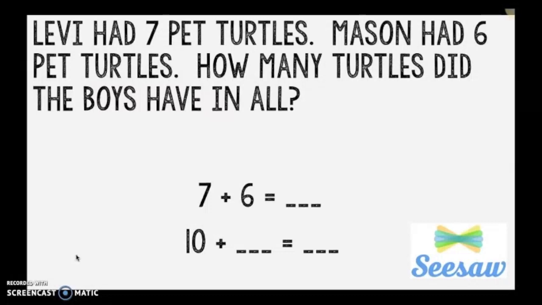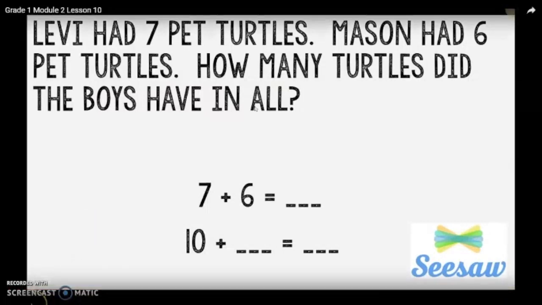All right, here we go. Levi had 7 pet turtles. Mason had 6 pet turtles. How many turtles did the boys have in all? I'm going to go ahead and read it for you one more time. Levi had 7 pet turtles. Mason had 6 pet turtles. How many turtles did the boys have in all? Good luck, friends.